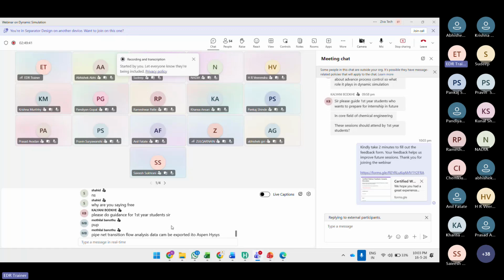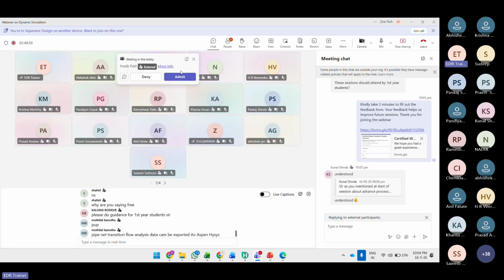Yes, PipeNet transient flow analysis data can be exported to Aspen and integrated with the Aspen dynamic simulation to see the effect on downstream equipment. Yeah, it's possible. Whatever I have shown now, those are called connectors. So if you have both licenses, Olga or PipeNet and ISIS, you can integrate them.